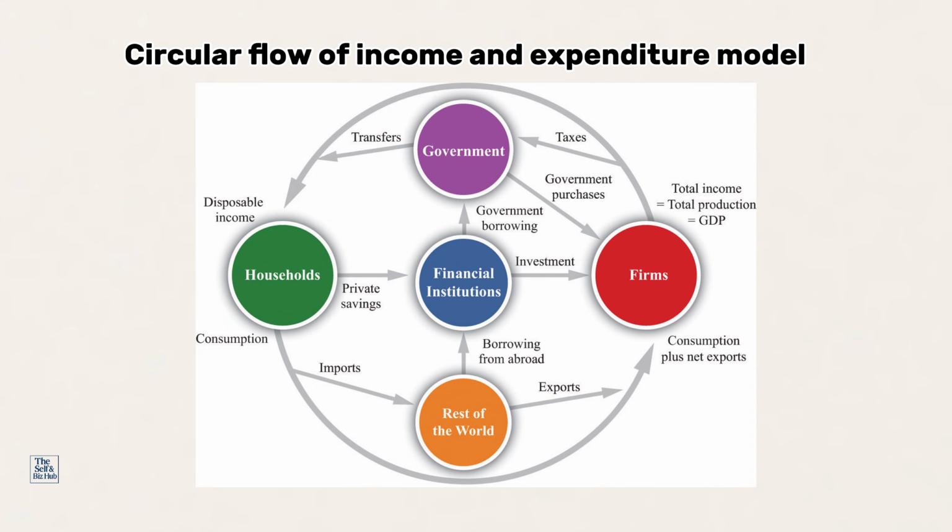To see the full picture, we need a special model: the circular flow of income and expenditure model. It helps us understand how all agents and their flows are connected. Let's start with the simplest model, the two-sector model. Imagine only 2 groups: households and firms.